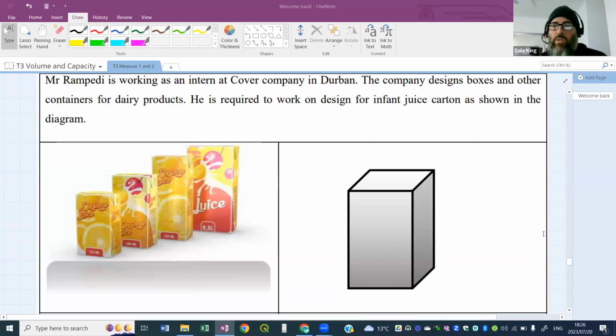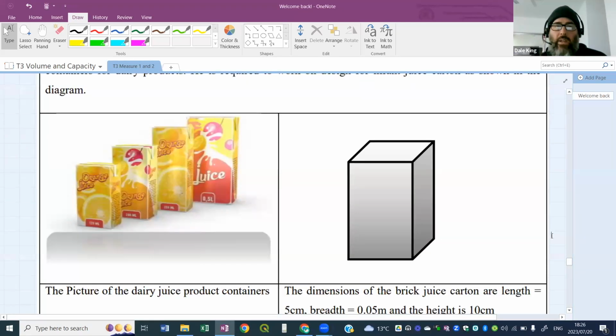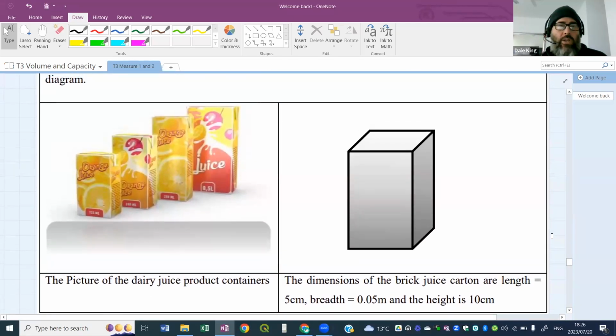All right. Let me scroll down a bit. There's got to be more. Here we go. So on the left, we have the picture of the juice products, and on the right, at the bottom here, we've got the dimensions of the product.